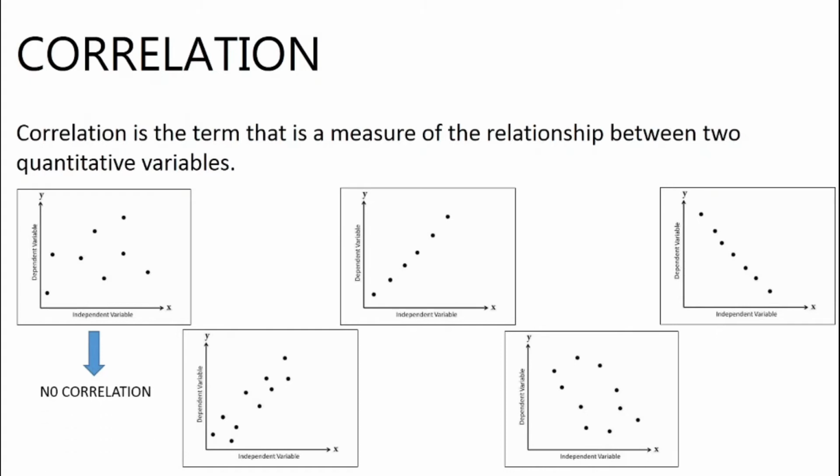The first is no correlation. No correlation is when the variables are not really related to each other and the data points are randomly scattered. As you can see in this diagram, there's no trend or any pattern which is followed, and the data points are randomly scattered across the plane.